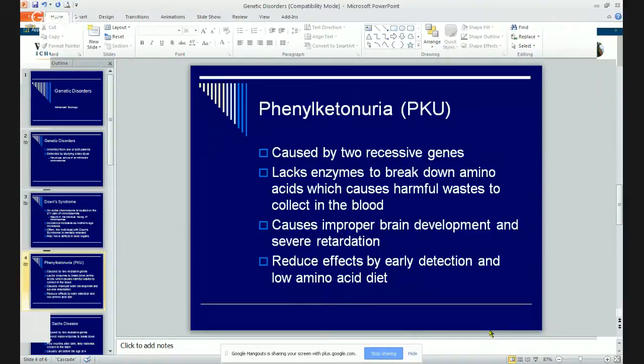Now, this one is unfortunately, sorry, I'm getting that confused with Tay-Sachs. This one occurs when you've got enzymes that can't break down wastes that are found in your blood. So you can get a buildup of these amino acids in various places. So oftentimes people with PKU have to avoid high amounts of protein.